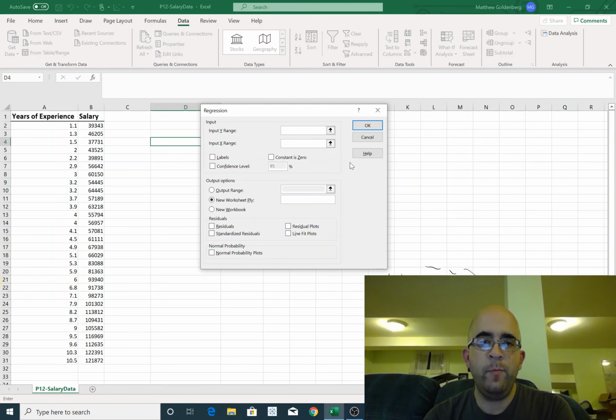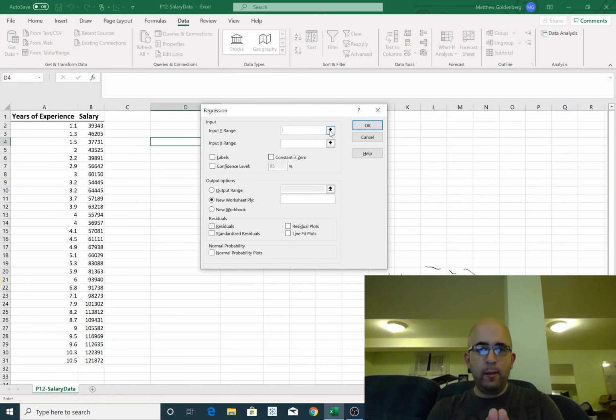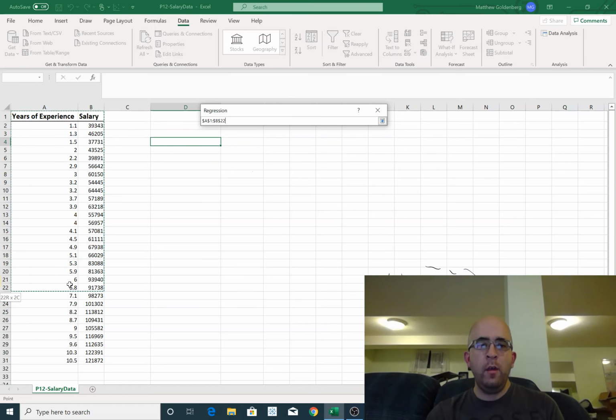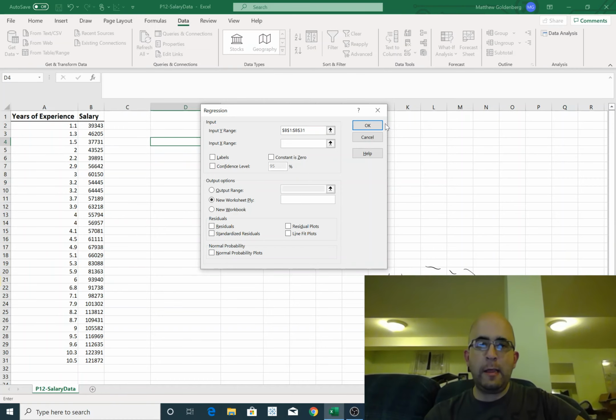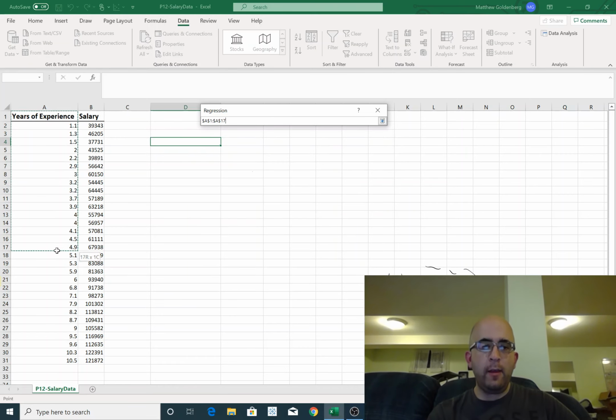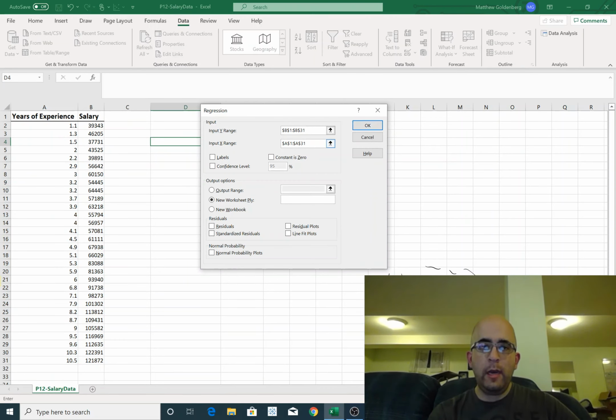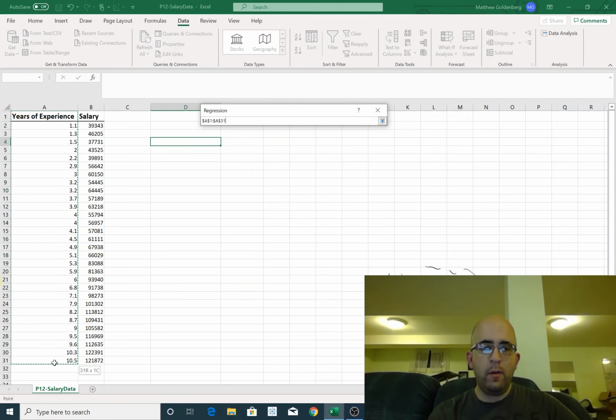Click OK. Our Y, just like I described at the very beginning of today, is your DV. It is the thing you want to predict based on the relationship you think exists. So in this case, I want to be able to predict what salary I should give people based on the years of experience they come into my company. Input X range is the IV. It's what you want on the X-axis. It's your years of experience. I click on this up arrow and I highlight years of experience.